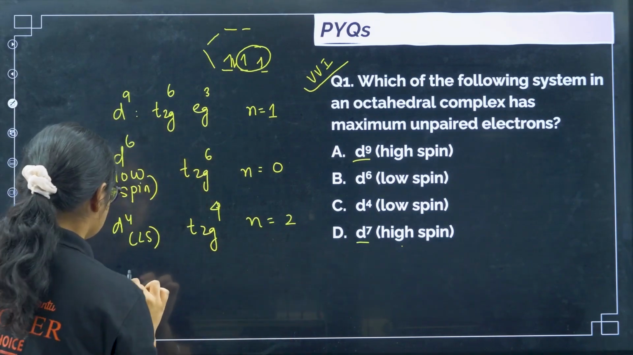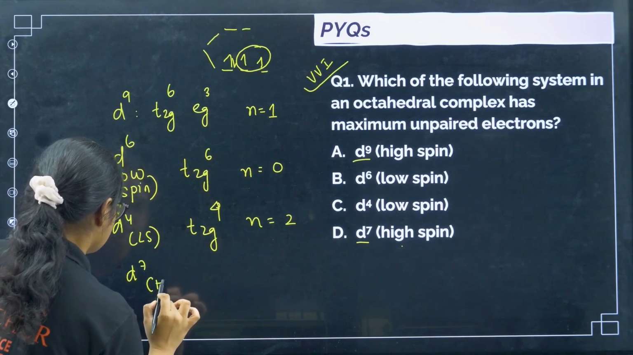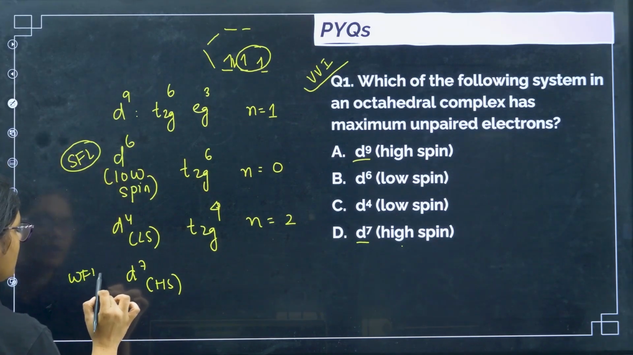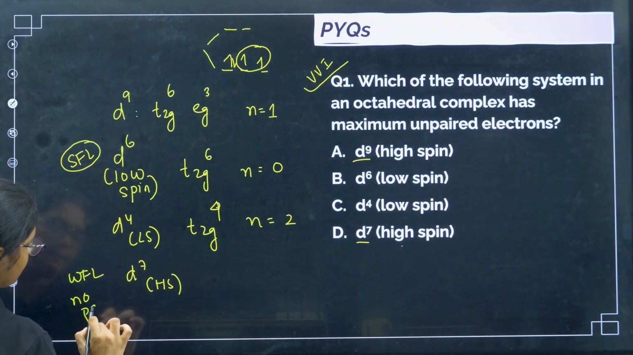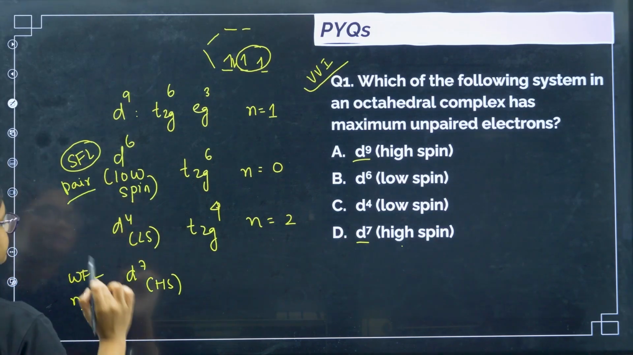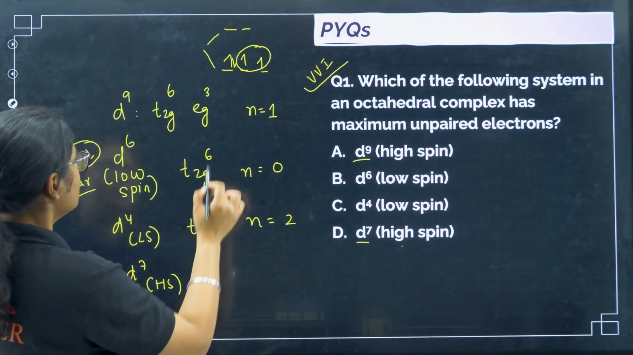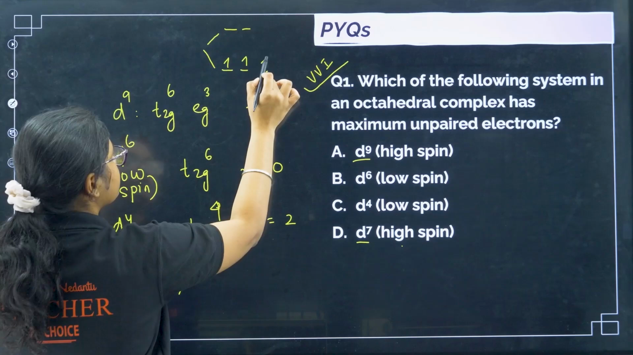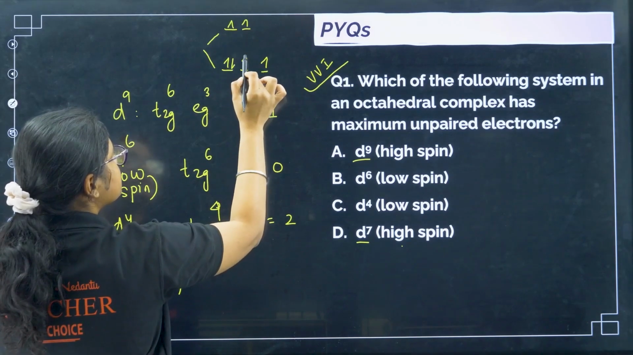D7 high spin. So when D7 high spin is given, high spin means what? You should remember it is a weak field ligand, or I can say no pairing. Strong field ligand, or here it is pairing. No pairing I have to do. So I can write 1, 2, 3, 4, 5, 6 and then 7.